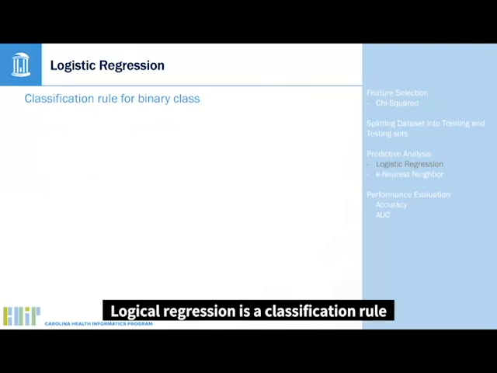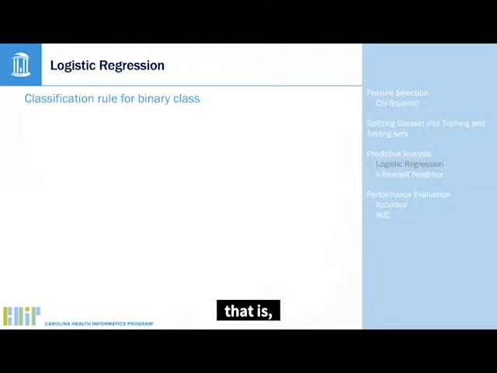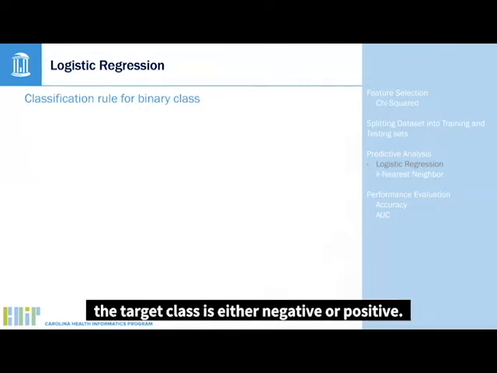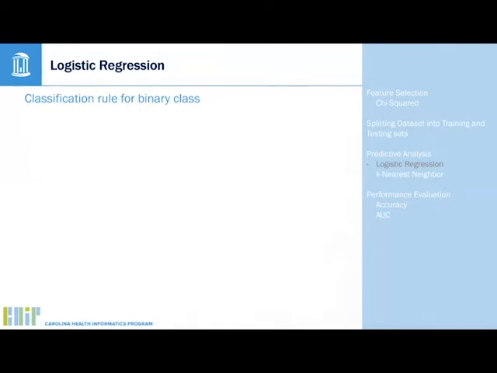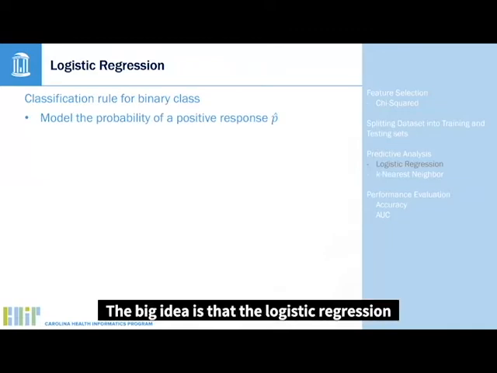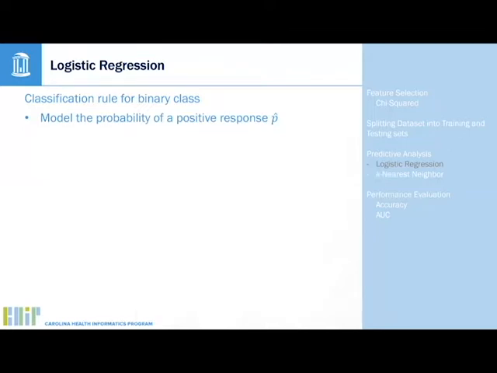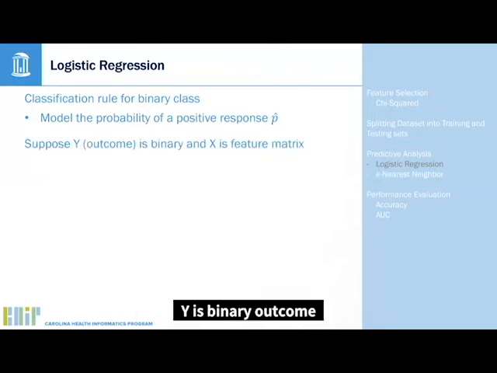Logistic regression is a classification rule we use when the outcome is binary, that is, the target class is either negative or positive. The big idea is that logistic regression models the probability of a positive response, p hat.